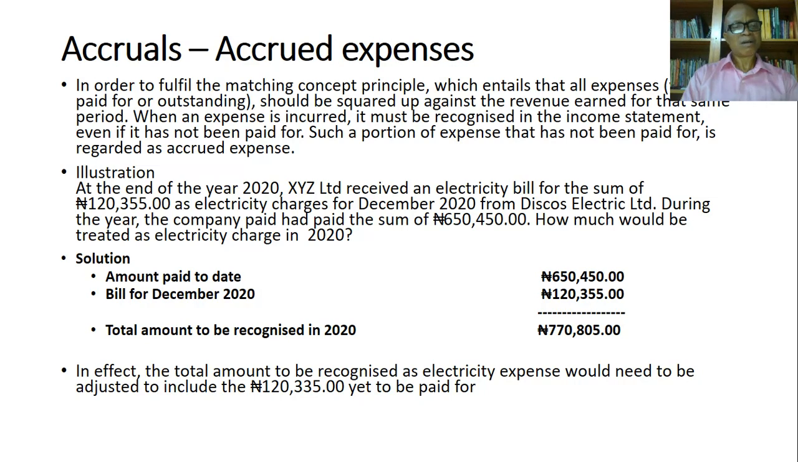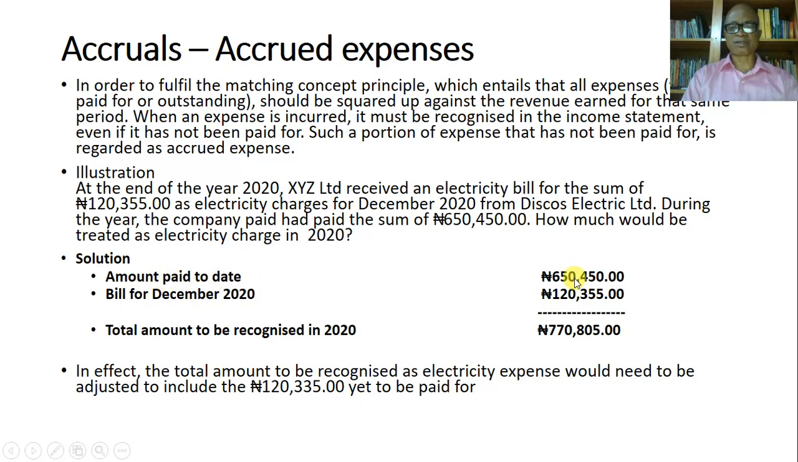But somehow a bill came, probably in January 2021, to say that the bill for December, you did not get it at that time. This is the period now that the bill had just come in. So what should you do? For you to know the total amount of money to recognize in your electricity charge or electricity expense, what do you have to do? Calculate the amount paid to date, which has been given in the trial balance, and add to it the bill for the month of December. That's what we've done here.